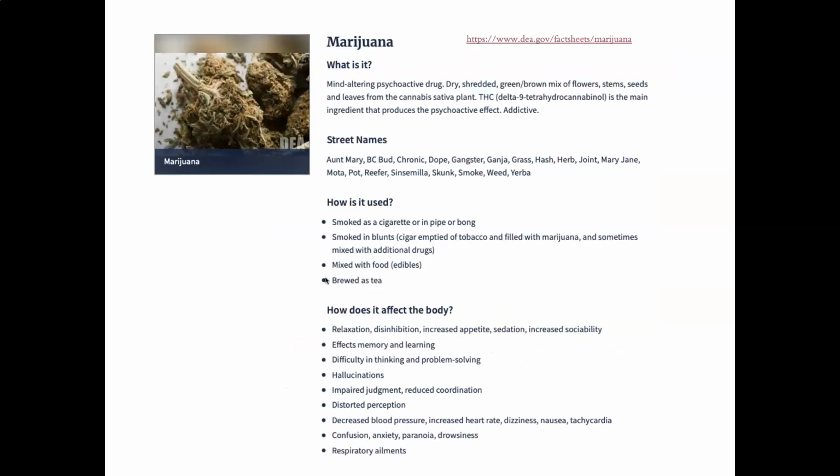So this just gives you information about marijuana, explains what it is, the street names for it, how it's used, and how it affects the body. So you can read through here. None of this information is going to be on the quiz, by the way.